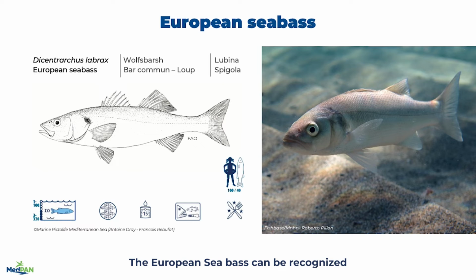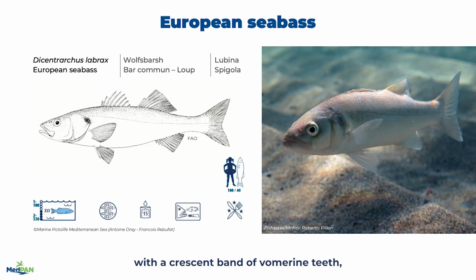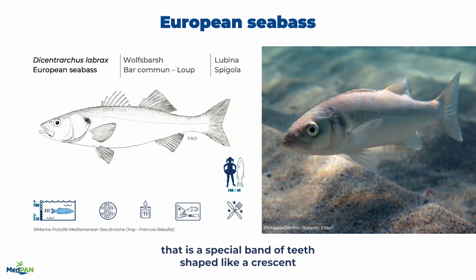The European sea bass can be recognized by smooth overlapping cycloid scales covering the area between the eyes of the fish, known as the interorbital space. It has a moderately protractile mouth slightly extending forward with a crescent band of vomerine teeth, a special band of teeth shaped like a crescent at the front of its mouth.